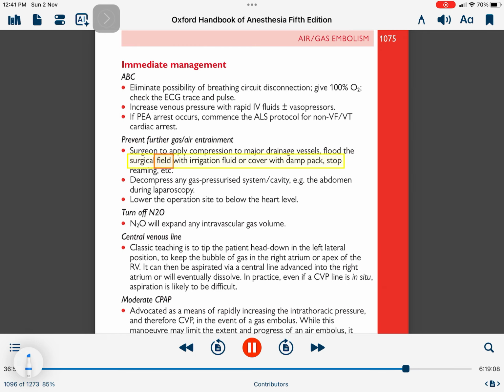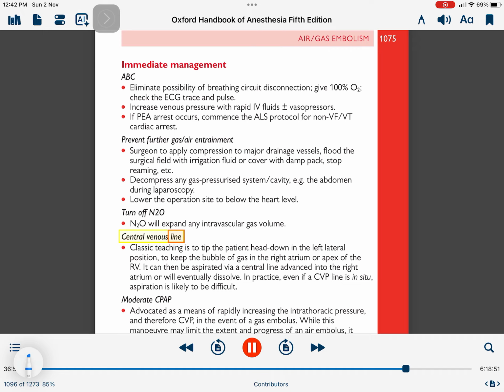Flood the surgical field with irrigation fluid or cover with a damp pack. Stop reaming, etc. Decompress any gas-pressurized system or cavity, e.g., the abdomen during laparoscopy. Lower the operation site to below the heart level. Turn off N2O. N2O will expand any intravascular gas volume.